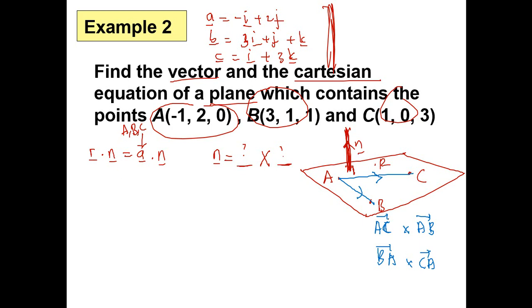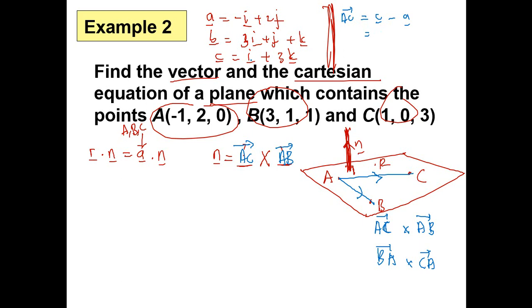Any points, or B, C, B, A, or C, A, C, B. Let's say I take A: vector AC and vector AB. We want to produce vector n, which is perpendicular to vector AC and to vector AB. Next, find AC and AB. Vector AC is equal to C minus A, vector C minus vector A.